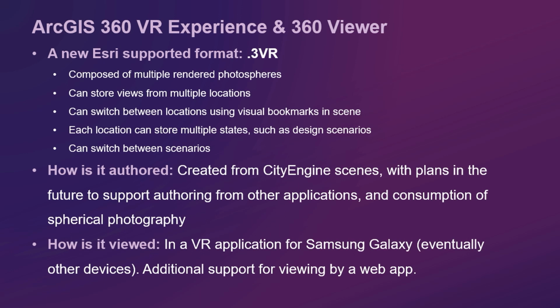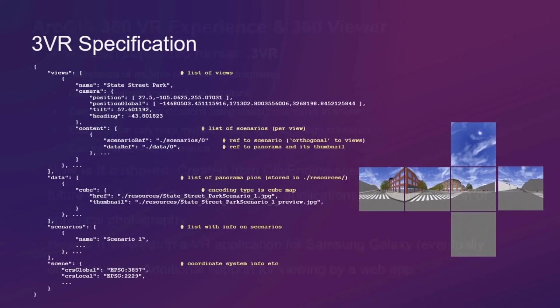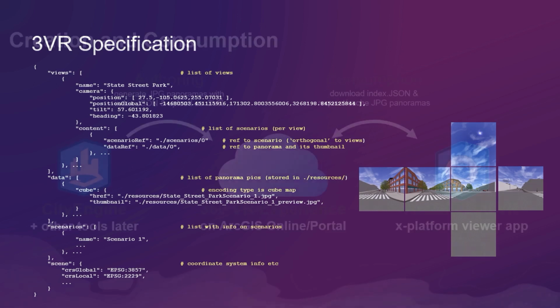It's authored from CityEngine. It's really, really simple. You just create a set of bookmarks and publish, and then you share that item onto ArcGIS Online and consume it in the app. So as I said, under the hood, it's just a representation of imagery for different perspectives that you're jumping between, wrapped in a structure that allows you to access it.